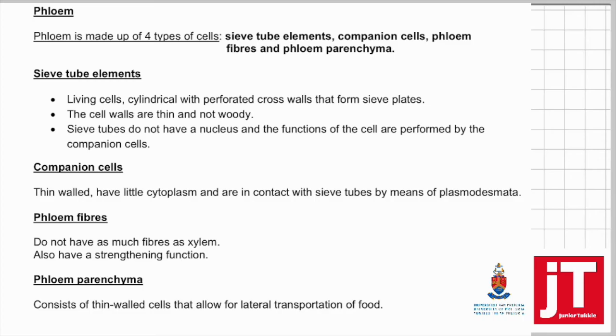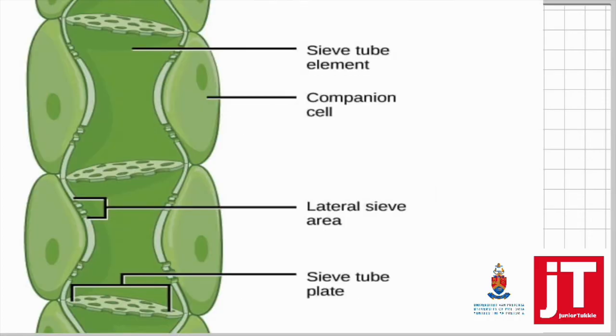There are 2 main parts of the phloem, sieve tube elements and companion cells. Then you get phloem fibers and parenchyma. This is a longitudinal section. So this is the sieve tube. The long part is the sieve tube. This is the companion cell. It is this companion cell's nucleus that keeps this sieve tube alive. There's your sieve plate with perforations.